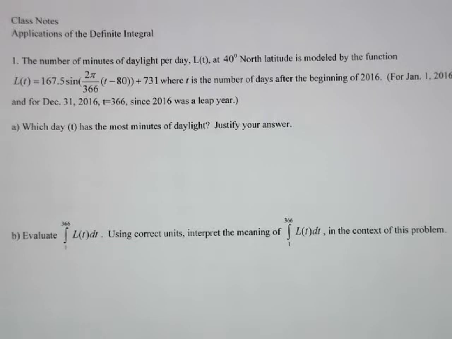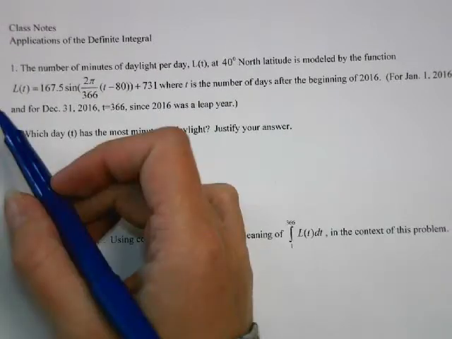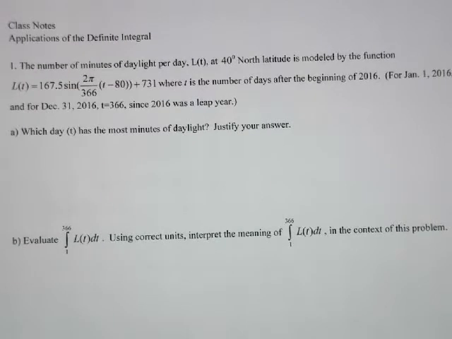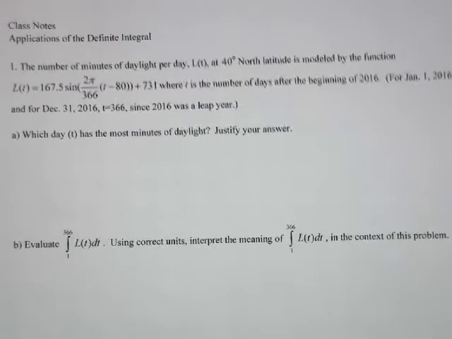The number of daylight minutes per day, L of t at 40 degrees north latitude, is modeled by this function here, where t is the number of days after the beginning of 2016. January 1st is t equals 1, and December 31st is t equals 366 because it was a leap year. So which day has the most minutes of daylight?